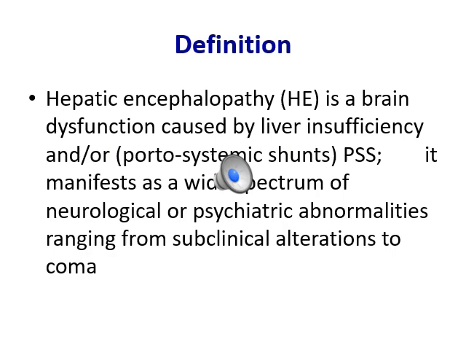By definition, hepatic encephalopathy is a brain dysfunction caused by liver insufficiency and or portosystemic shunts. It manifests as a wide spectrum of neurological and or psychiatric abnormalities, ranging from subclinical alterations to coma. Here it is clear that hepatic encephalopathy may occur in a patient with normal liver. For example, if you have a patient with portal vein thrombosis, he will develop portosystemic collaterals and portosystemic shunts. These shunts will be responsible for the occurrence of hepatic encephalopathy in a patient with normal liver.